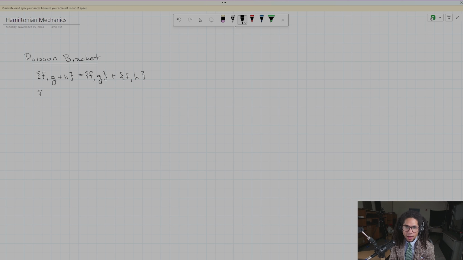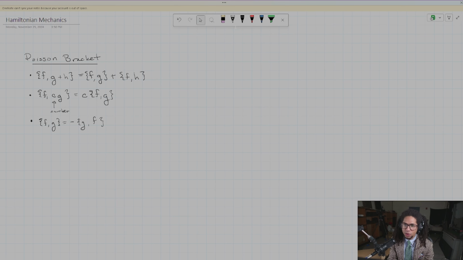Second, f bracket c times h, if c is just a number, is equal to c times f bracket h. I don't know why I used h here. Let me turn that back to g. Third is that it's anti-symmetric. So f bracket g is equal to minus g bracket f. Just to be clear, by the way, about what I was saying before, these two together imply that it's linear.